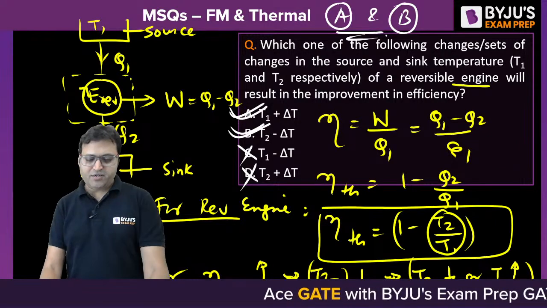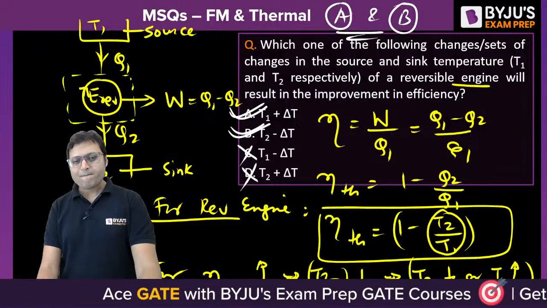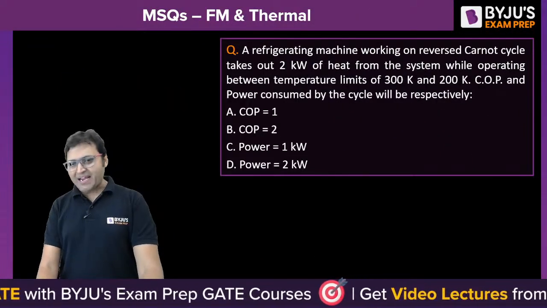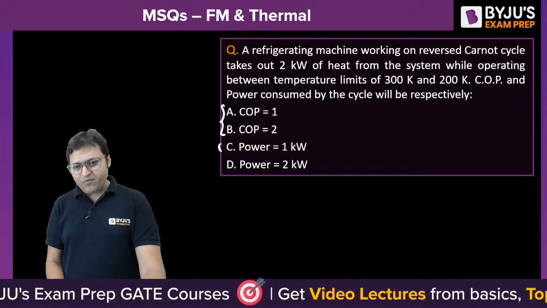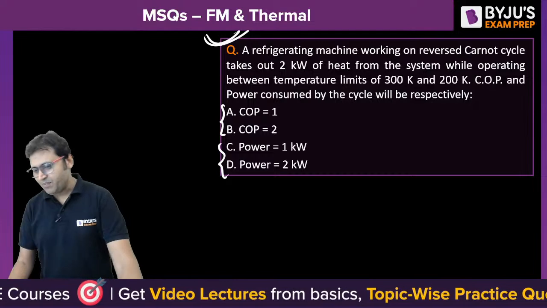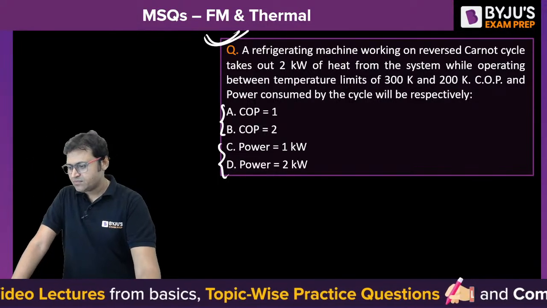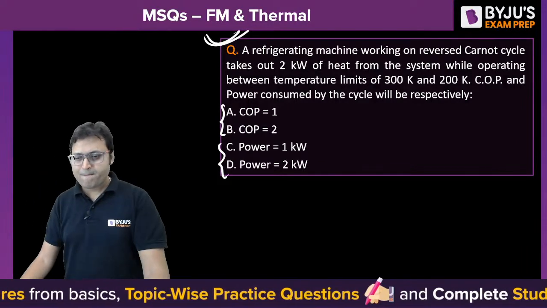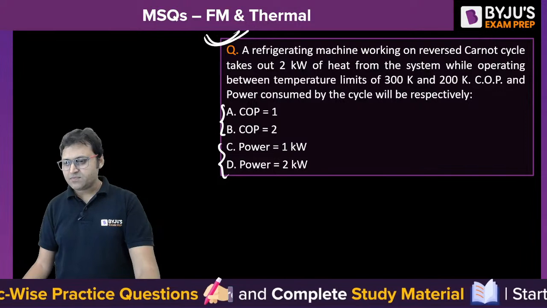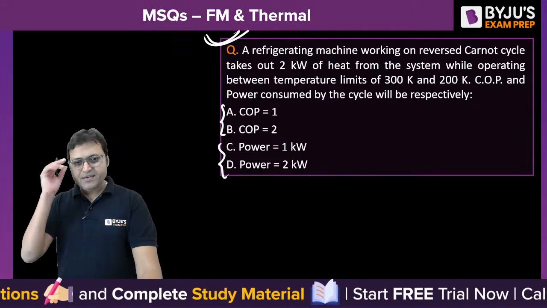A and B. Well done. Good. A and B will be the correct answer for this. The next one, numerical. Out of A and B, one of the options is correct. Out of C and D, another option is correct. Now, please find out the answer to this one. Do solve. Give it a try.